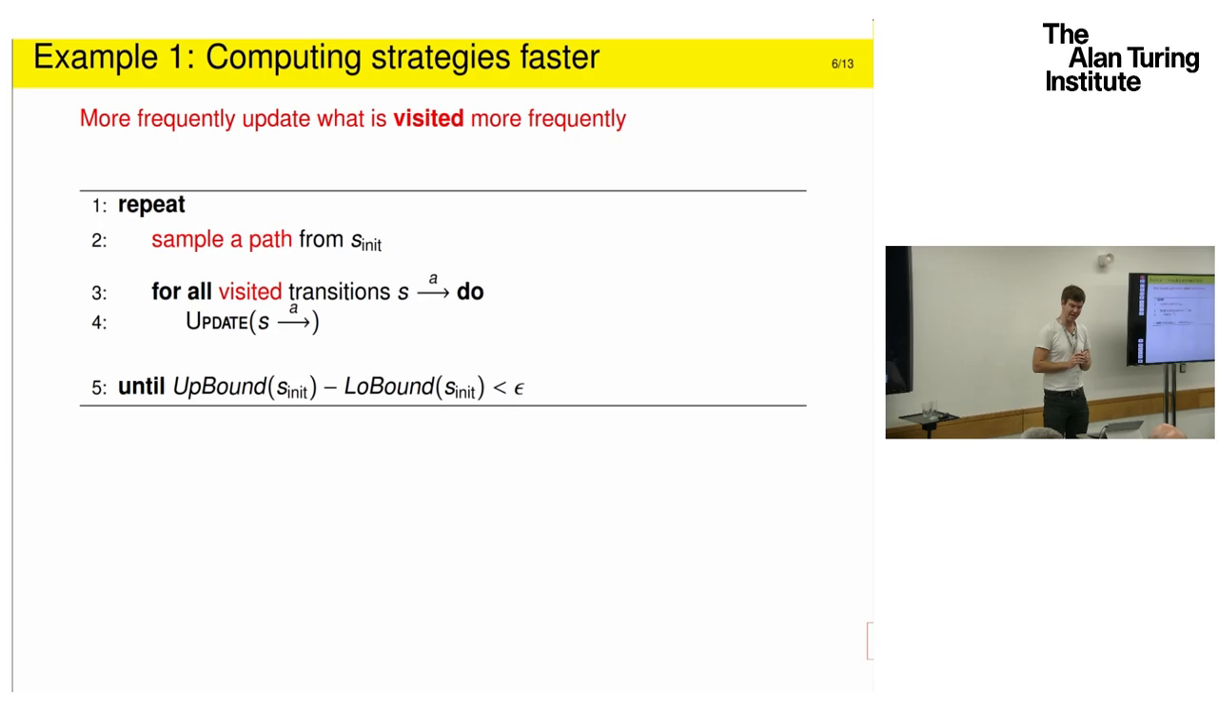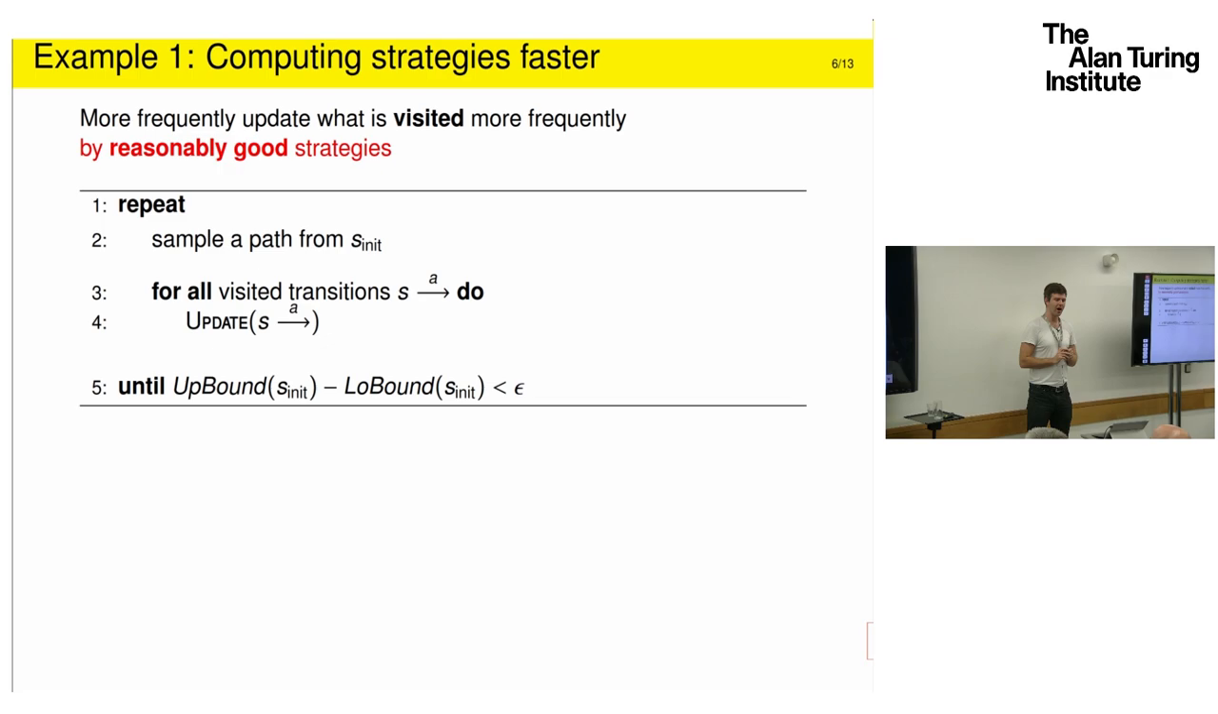What we would like to do is actually look at actions that are taken by reasonably good schedulers. Those that actually go into the important parts of the state space where we can reach the target. But hang on, this is exactly what we're trying to compute, right? We're trying to compute the optimal one. And I would like to use the actions that the optimal one uses, but I don't know what it is. So where do I get them? Well, and this is where the machine learning kicks in.